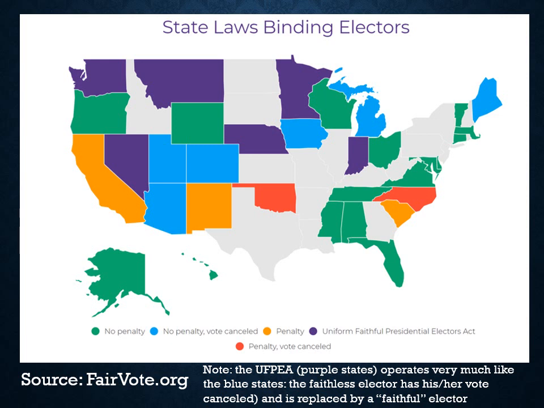In the red states, there's a penalty and your vote is canceled. Now, the purple states follow something called the Uniform Faithful Presidential Electors Act, which is very much like the blue states. The vote is canceled if the elector doesn't toe the line, and it's replaced by what you could call a faithful elector, one who would vote for the wishes of the people in that state. But this underscores the fact that election law is very much a matter of one state versus another. There's not that much uniformity in this.